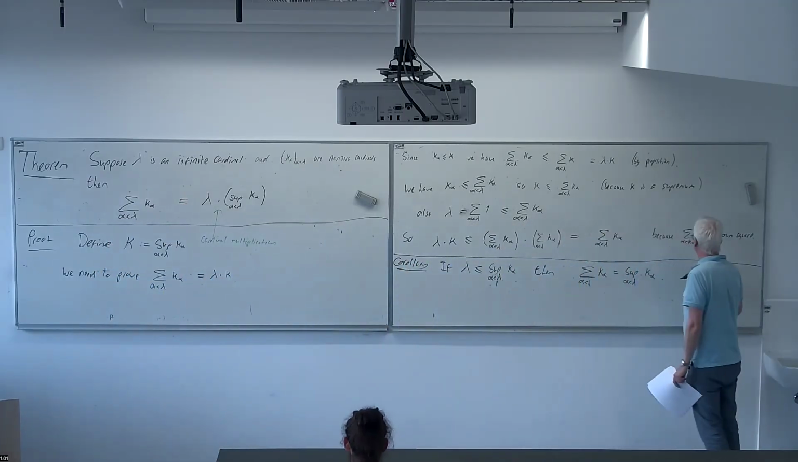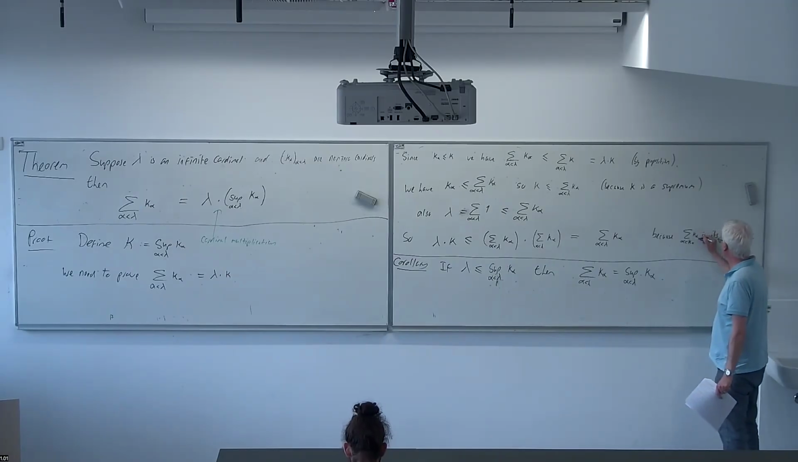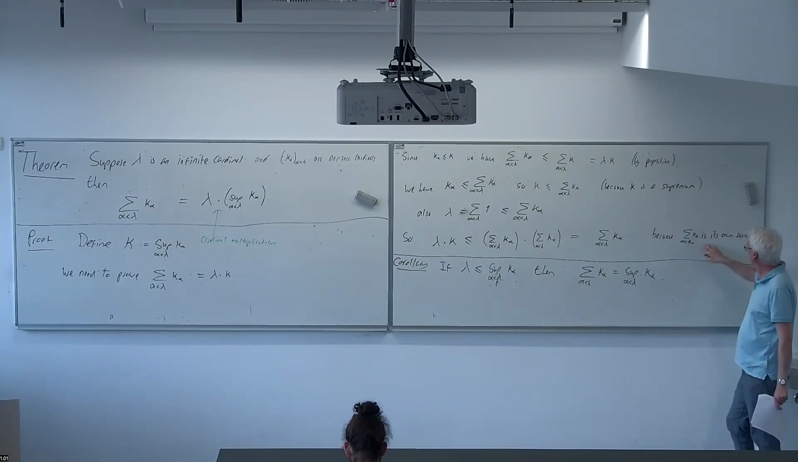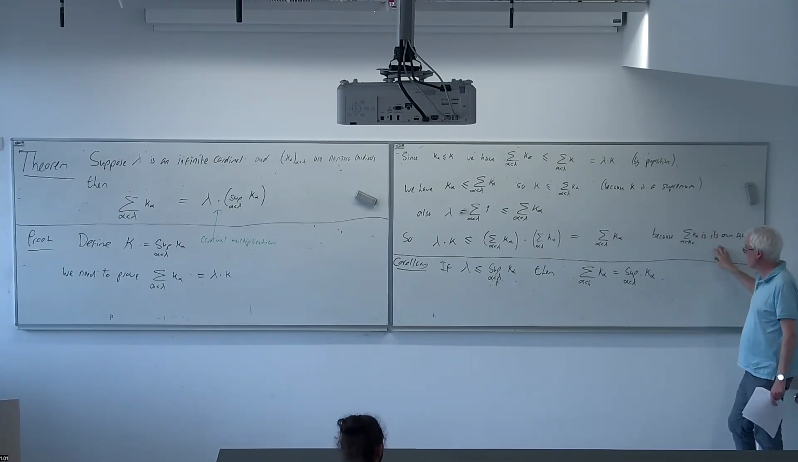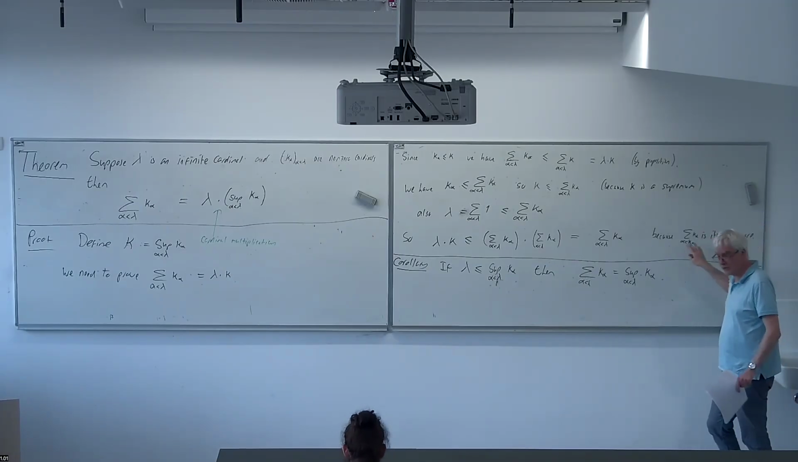Yeah, and once again, sorry, this should have been the kappa alpha here. Again, not every cardinal is its own square, but every infinite cardinal is its own square. And again, we use the fact that it's infinite.